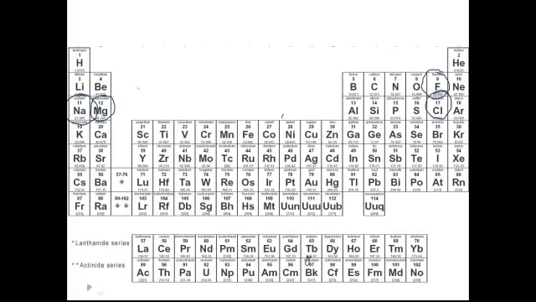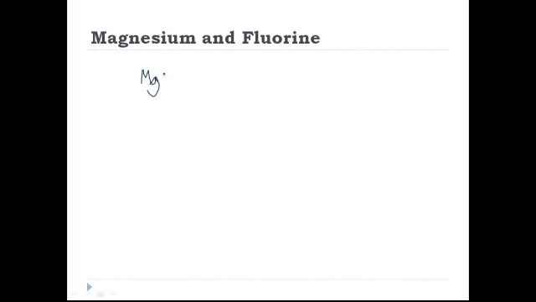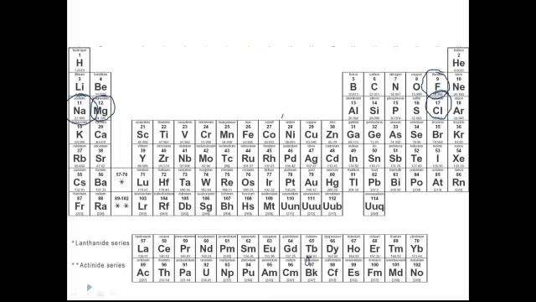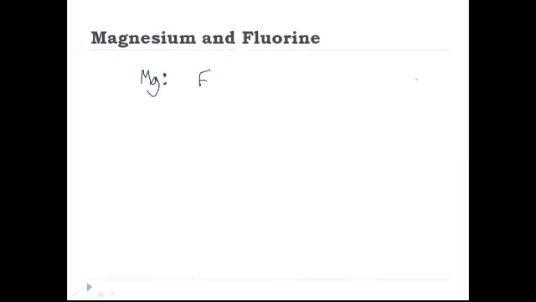Let's look at another example, magnesium and fluorine. So we have magnesium. A check of the periodic table shows that it has 2 valence electrons because it's in group 2. And fluorine is in group 17, so it has 7 valence electrons. So let's see what happens here. Magnesium needs to give away 2 to make its 2+ ion. Fluorine wants to gain 1 to make F-, the fluoride ion.